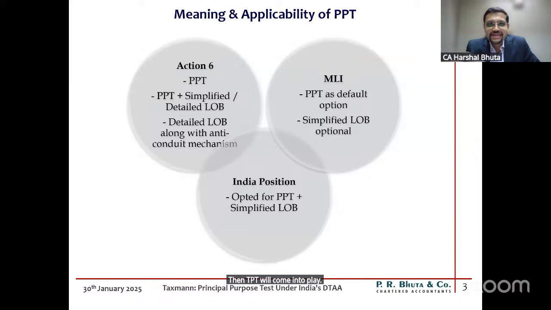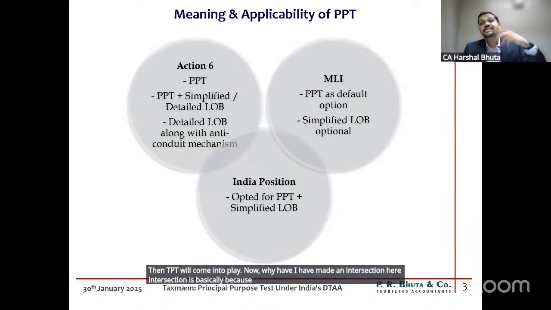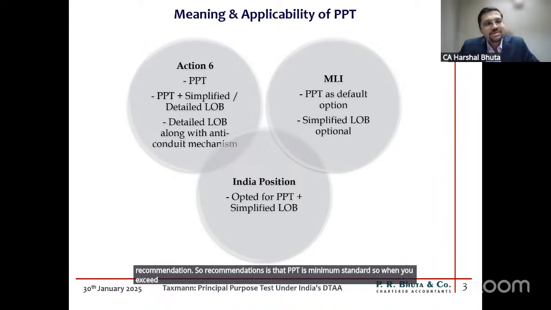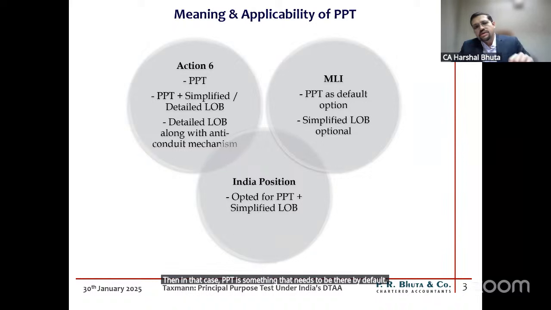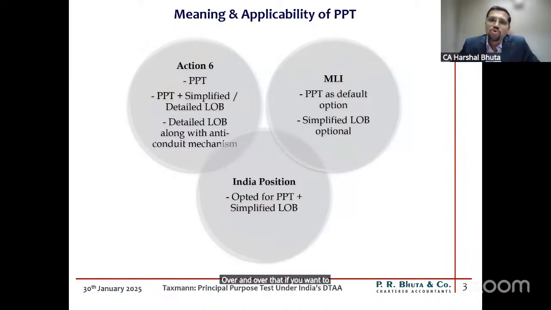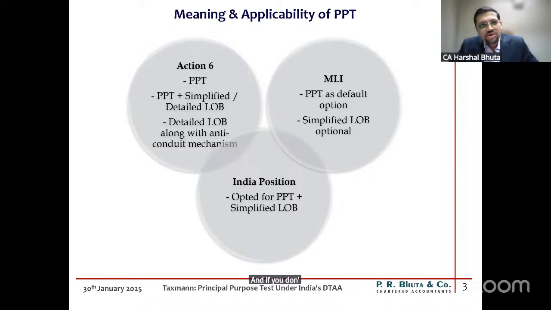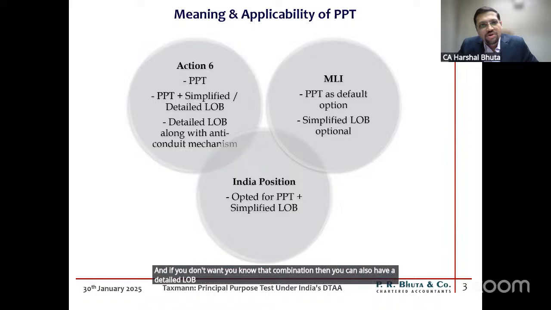Now, why have I made an intersection here? The intersection is basically because action plan 6 gives out a recommendation. The recommendation is that PPT is a minimum standard. So when you accede to the MLI, when you sign up for the MLI, then in that case PPT is something that needs to be there by default. Over and above that, if you want to add, yes, you can add simplified and detailed LOB. And if you don't want that combination, then you can also have a detailed LOB along with a certain anti-conduit mechanism. Okay, so when I say that PPT is a minimum standard, yes, it is.